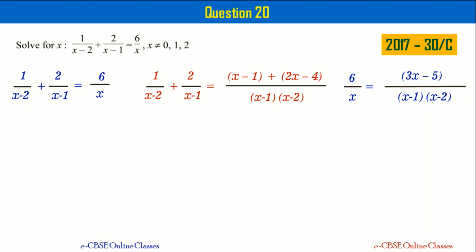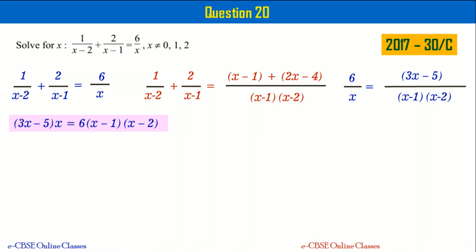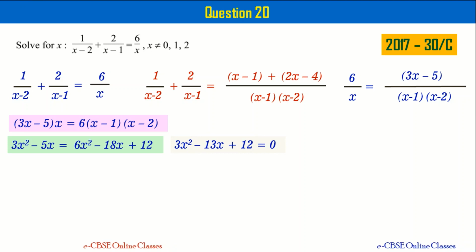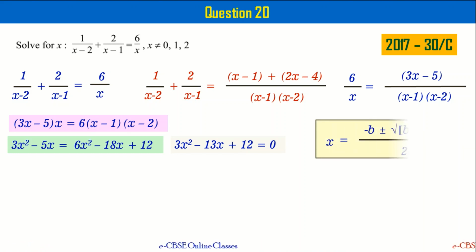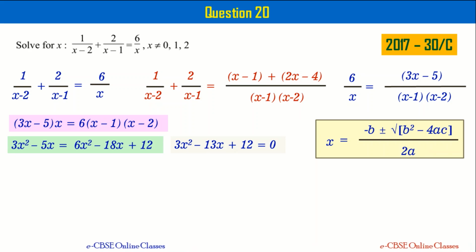You cross multiply this so that you get an expression that is 3x minus 5 times x equal to 6 times x minus 1 times x minus 2. You now simplify it such that you get 3x square minus 13x plus 12 equal to 0 as the quadratic equation, right? Let's use the quadratic formula. You can go by any of the methods given, splitting the middle term or completing the square method, but I chose to go with the quadratic formula. When you compare this particular equation with ax square plus bx plus c, you get a equal to 3, b equal to minus 13 and c equal to 12, right?